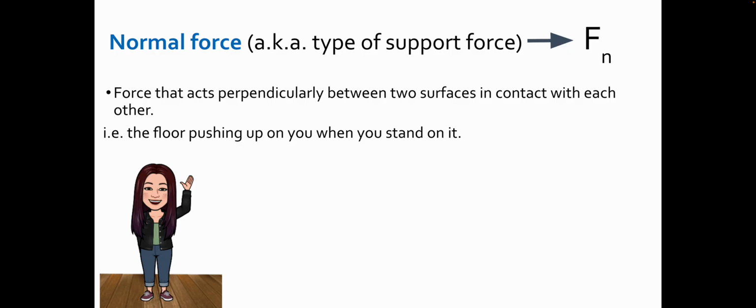Normal force is a type of support force, and we're going to write F with a lowercase subscript n. And this means whenever you draw this, I know that you mean normal force. It's a force that acts perpendicularly between two surfaces in contact with each other. For example, the floor pushing up on you when you stand on it. So here's my little Bitmoji. I'm standing on the floor, and so we're going to draw a force diagram, and you're going to see what it looks like. But basically, the floor is pushing up on me while the earth is pulling down on me.